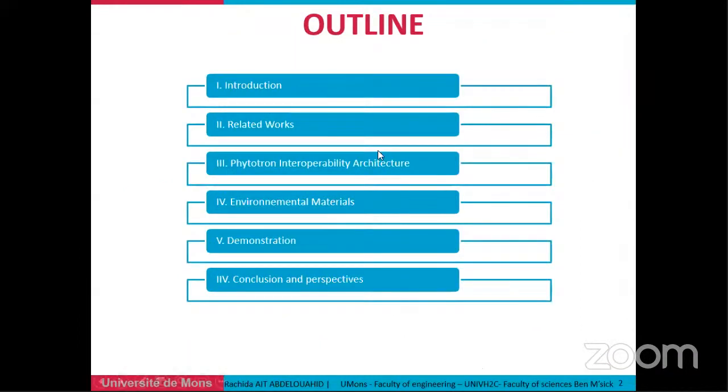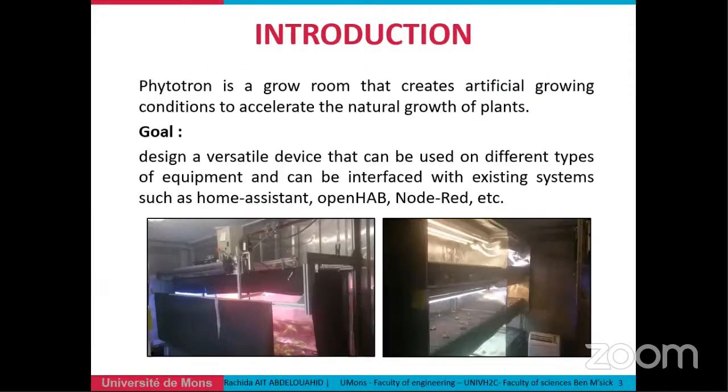For this, we will follow this planning. First of all, we'll give a small introduction about home gardening. Then we'll present related works and the works that we have studied during our research. Then we will present our phytotron interoperability architectures and the material that we have used to implement it. Then we will present a demonstration.